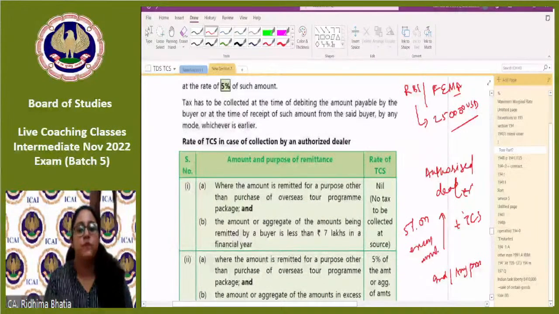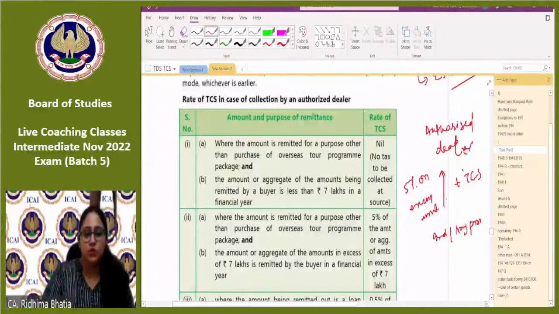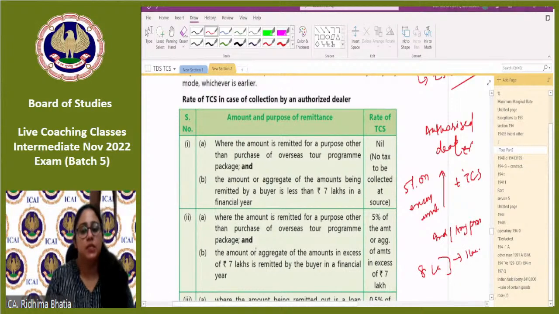Suppose your brother is staying outside and you have to send him money. If you're sending up to 7 lakhs, that is not an issue. But the moment you send more than 7 lakhs, they will collect 5% on the excess amount. So if you're remitting 8 lakhs, on the 1 lakh excess, 5% they will collect. So 5,000 they will collect as TCS from you. Obviously, it will come to your credit, but yes, they will be collecting this.